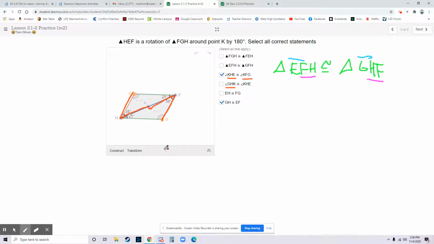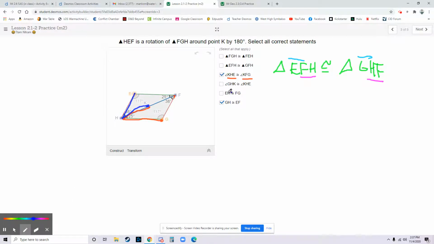The one after it, though, isn't. So why? GHK congruent to KHE. Let's see that. So G, then H, then K would be this 25 degree angle. And then KHE, that would be, let's see, K, then H, then, nope, those angles are not the same, so those are not congruent. Okay, that would not be accurate.